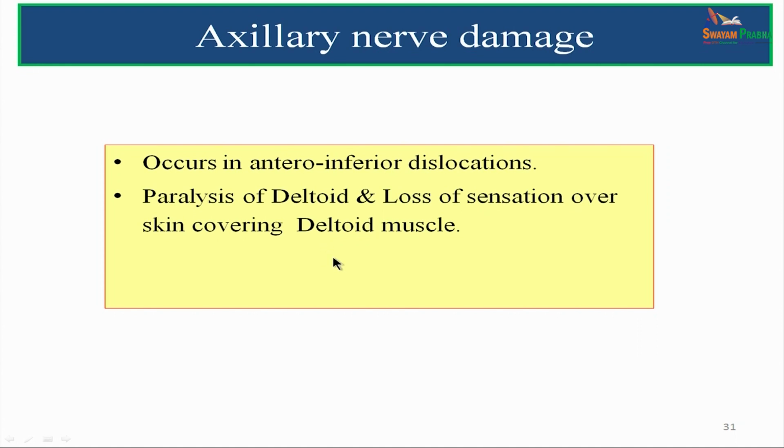Axillary nerve damage can occur in anteroinferior dislocation of the shoulder joint. The slipped head of the humerus can compress the structures in the axilla, namely the axillary nerve, due to which there will be paralysis of the deltoid muscle and loss of sensation over the skin covering the deltoid muscle. So, once the axillary nerve is damaged, the deltoid muscle is paralyzed, so abduction is not possible. At the same time, the patient loses sensation over the skin covering the deltoid region.